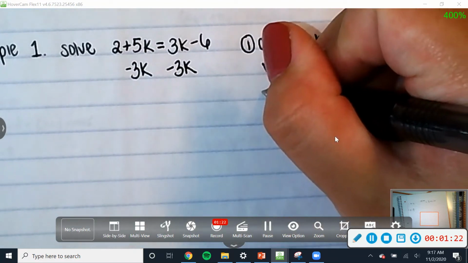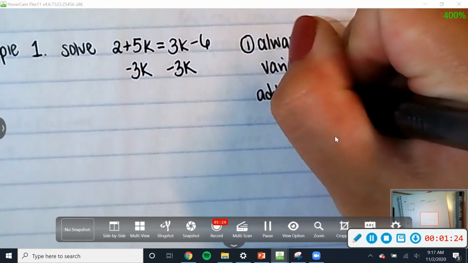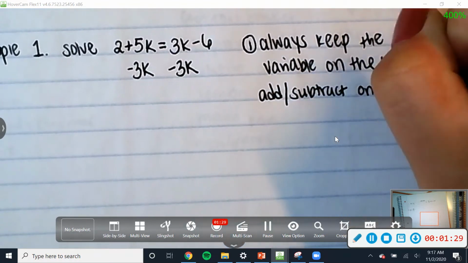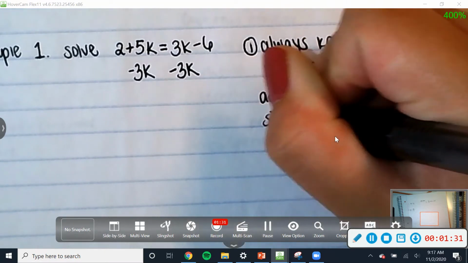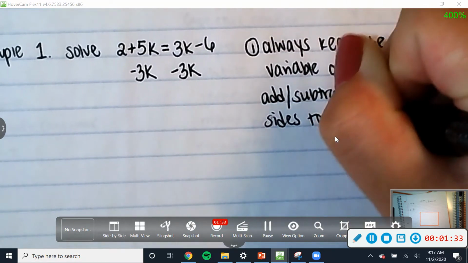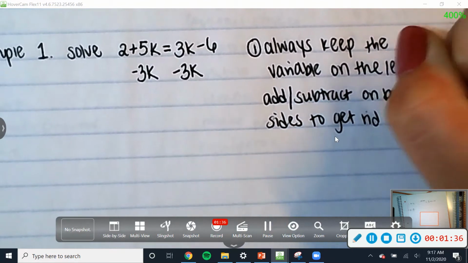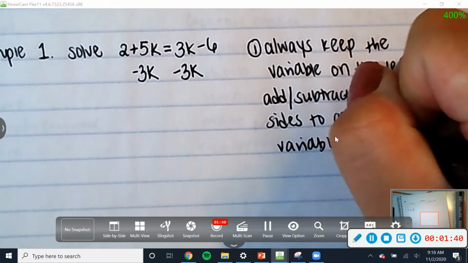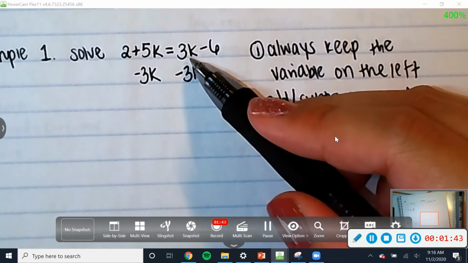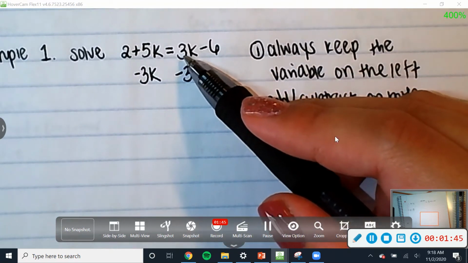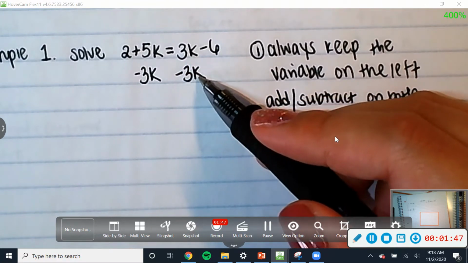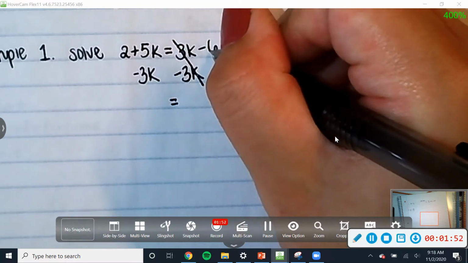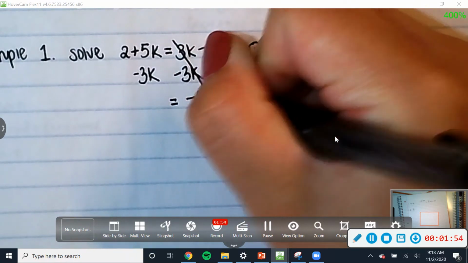So under here, I'm going to write add or subtract on both sides to get rid of our variable. So the reason why I subtracted was because this is positive, and 3k, positive 3k minus 3k is 0. This will cancel out so that we're just left with a negative 6 on this side.